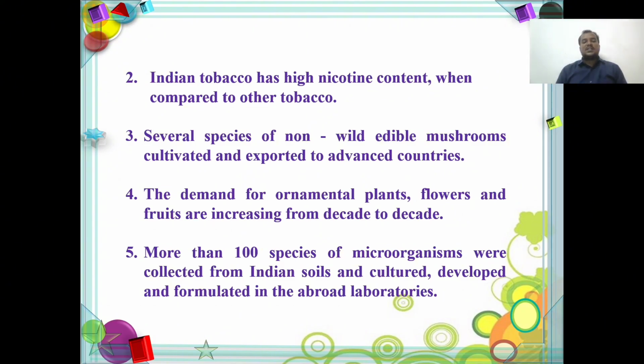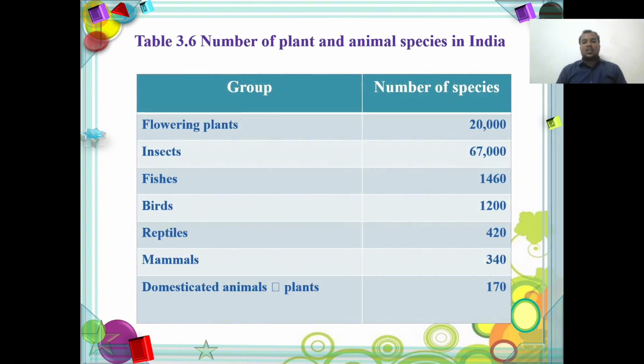Several species of non-wild edible mushrooms are cultivated and exported to advanced countries. The demand for ornamental plants, flowers, and fruits is increasing from decade to decade. More than 100 species of microorganisms were collected from Indian soils and cultured, developed, and formulated in laboratories abroad. Then, the number of plant and animal species in India. The groups of animals and plants and the number of species are listed in this table.